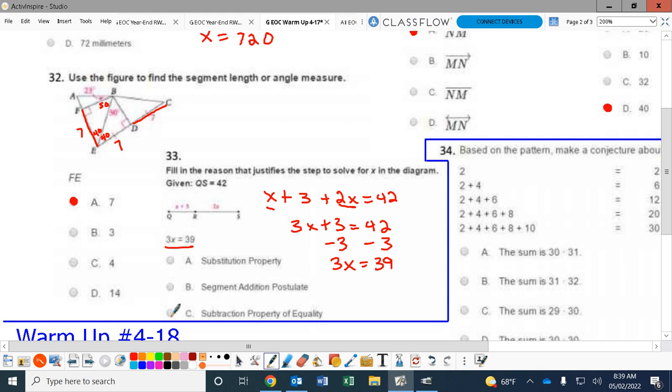See how easy it would be to just automatically put that segment addition postulate that we've done so many times before? That's not the step they're looking for though. They wanted to know what it took to get to here. That was a good one. Guys, you have to look for the little tricks.